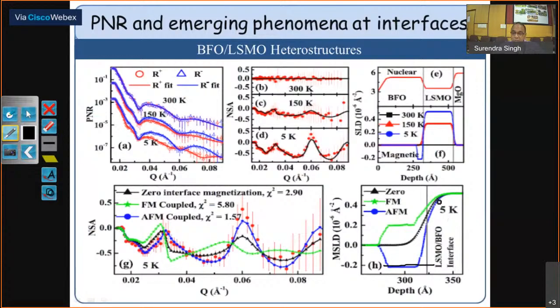When we assume this ferromagnetic nature, meaning both the LSMO and the interfacial BFO layer have magnetism along the same direction, which is called ferromagnetic alignment, still we didn't get the best fit for the PNR data. But when we assumed there is an anti-ferromagnetic coupling, where the LSMO and BFO moments are aligned opposite to each other only for the interfacial layer of 35 angstrom, then we get the best fit. So this says there is anti-ferromagnetic coupling.